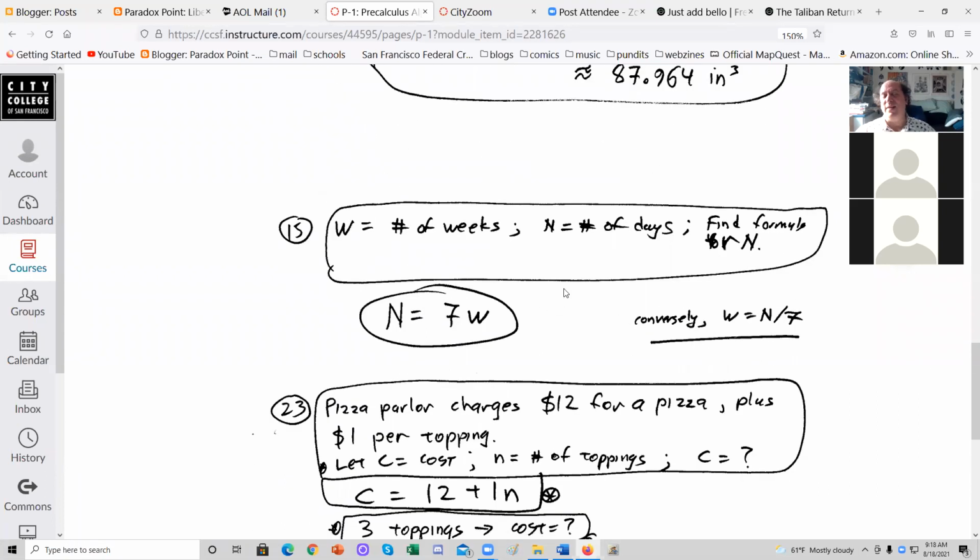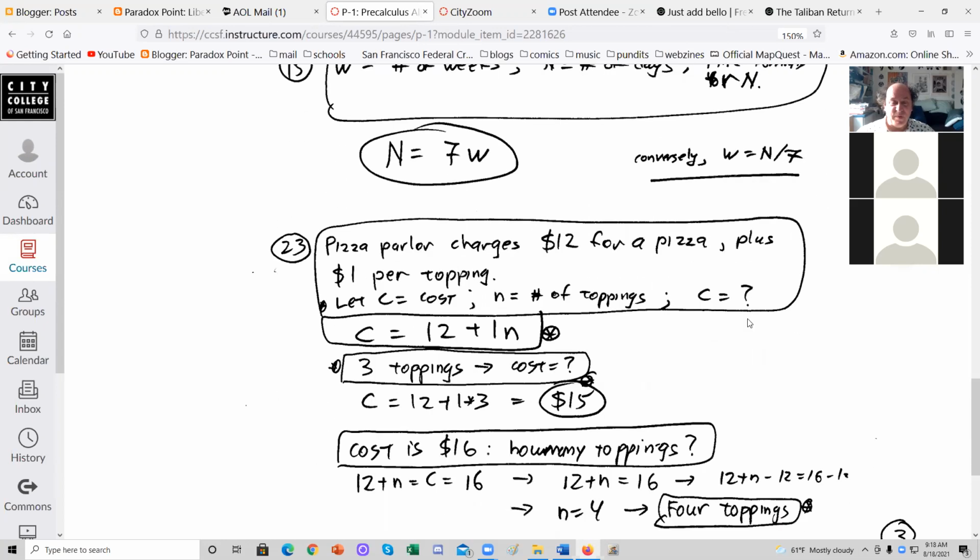Let's say here we have W is a number of weeks and N is a number of days. Find a formula for N. So N is 7 times W. Even though a week is 7 days, you don't have W equals 7N, it's N equals 7W. Again, a reversal of grammar that happens between math and English. And equivalently, we could say W equals N divided by 7. The number of weeks is the number of days divided by 7.